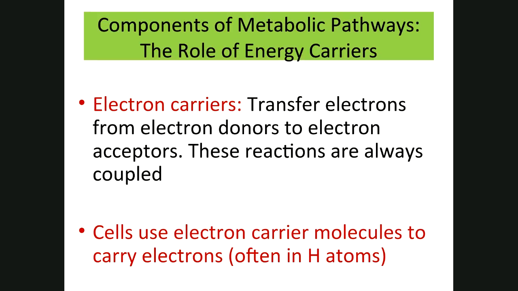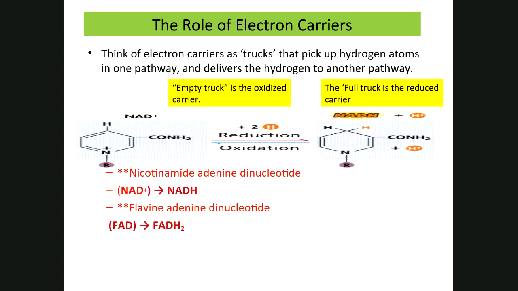All right. So nicotinamide adenine dinucleotide is NAD+ and NADH. Sometimes I describe it as empty trucks versus full trucks carrying hydrogens from one part of the cell to the next. Other electron carriers that will be seen in this chapter are FAD and FADH2. This is the oxidized form. This is the reduced form.